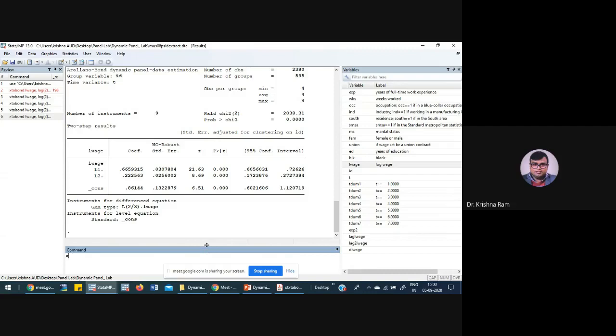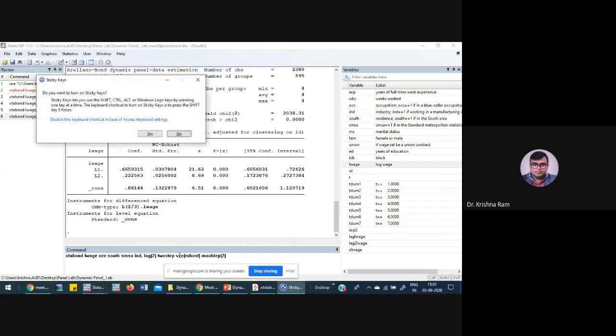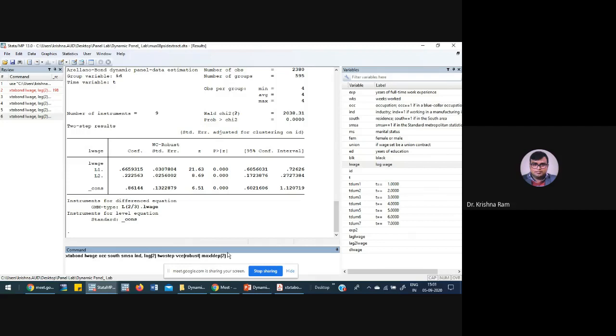I'm typing xtabond, the earlier command. So ln wage one is the dependent variable. Along with the dependent variable, I am typing here OCC, going to use south, going to use SMSC, then IND. We are restricting ourselves to the two lag values of the dependent variable as a regressor. So the lag 2 option goes as it is.